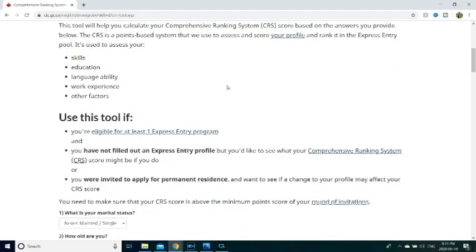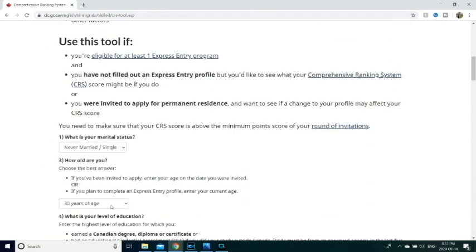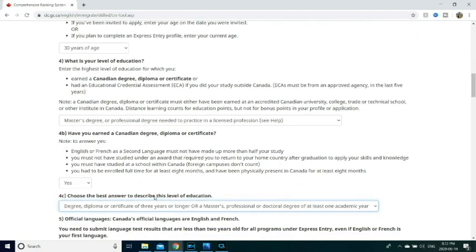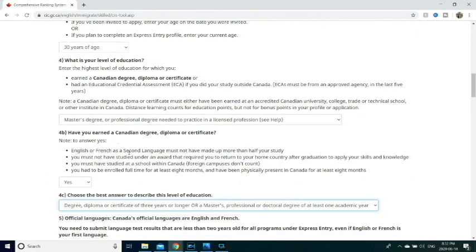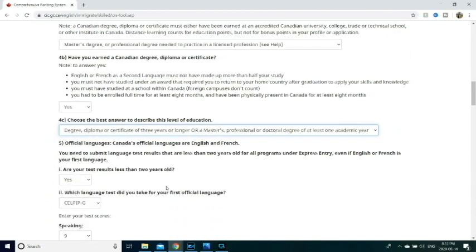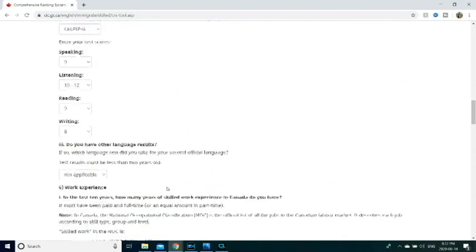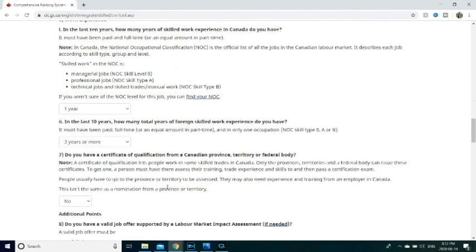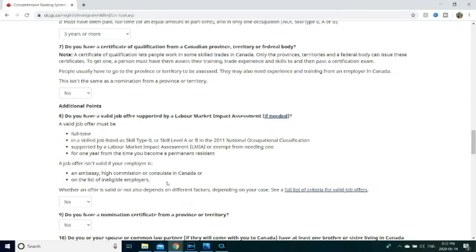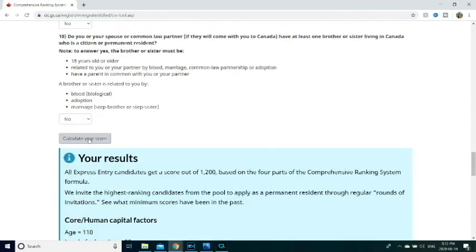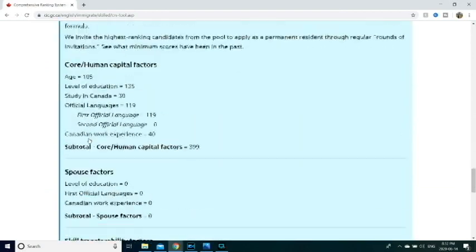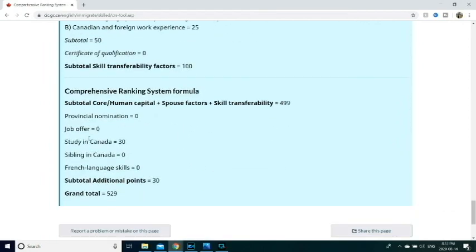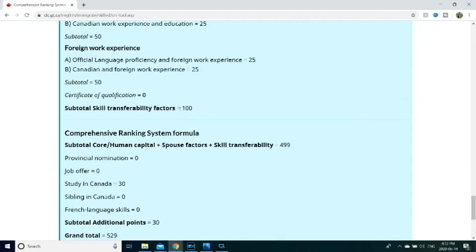Let's see once again. You are single, age 30. Language, master's degree, Canadian degree, yes. We are keeping everything the same. Work experience in India, 1 year. Rest everything is the same. Let's calculate the points. Boom, 529. Just by doing the master's degree, because you get more points here.